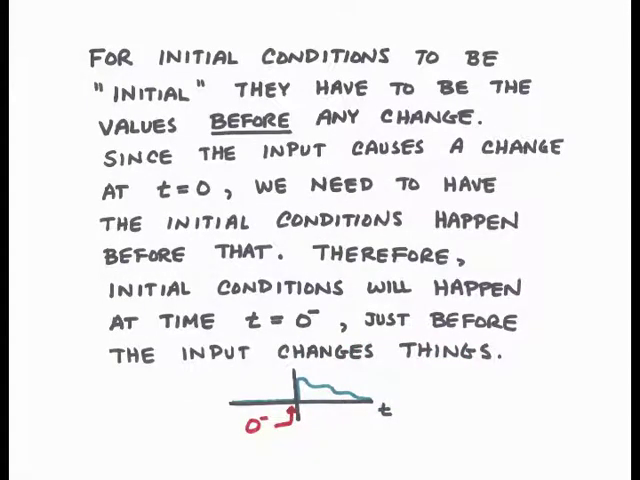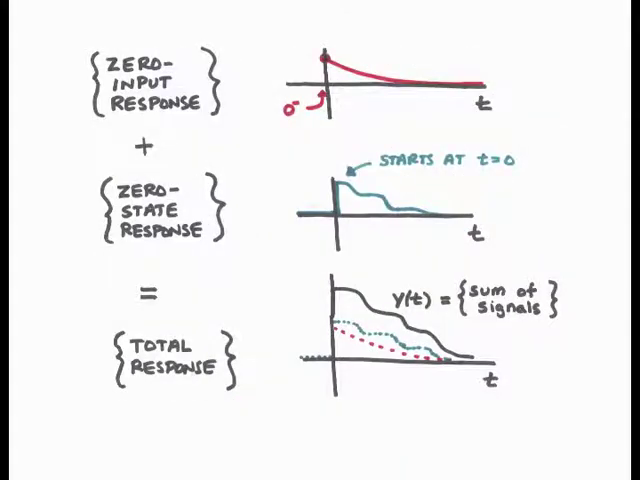Now, if the initial conditions are really going to be initial, they have to have these values before any change occurs. The input will cause a change at time t equals 0, and so we need to think carefully about these initial conditions. They need to happen before time t equals 0, and therefore we'll specify our initial conditions right before this time, a time we call 0 minus, just before the input may change things. So the initial conditions are specified at time 0 minus, and then the response to the initial conditions, the zero input response, proceeds from there.